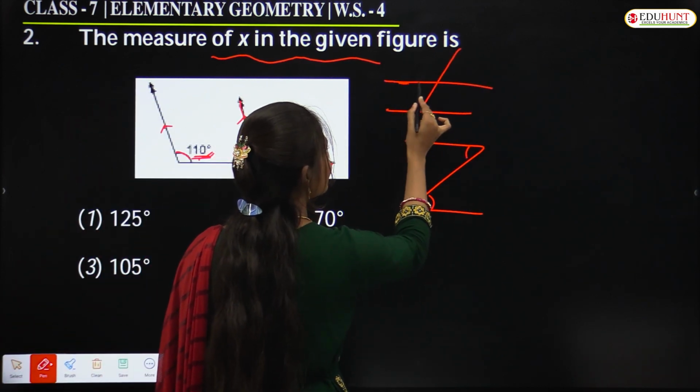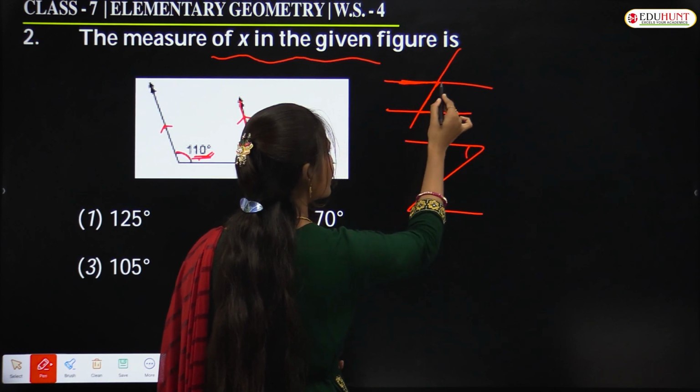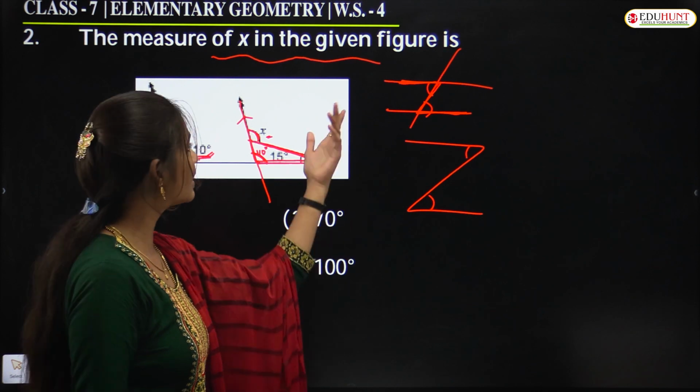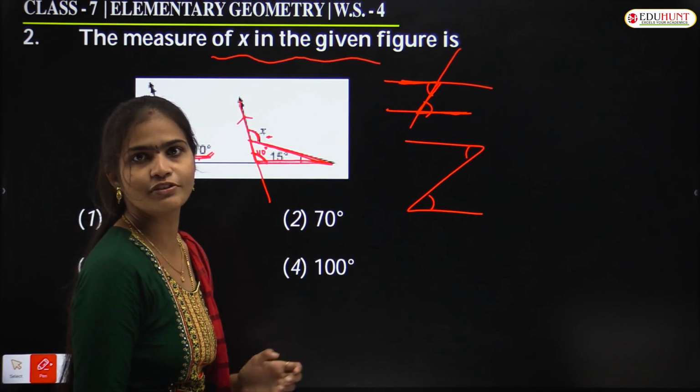Like this figure is there, this is a Z shape only, no? This is the Z shape. So these two angles are alternate interior angles. So easily we can say that those two angles are equal. Just for identification I am saying.